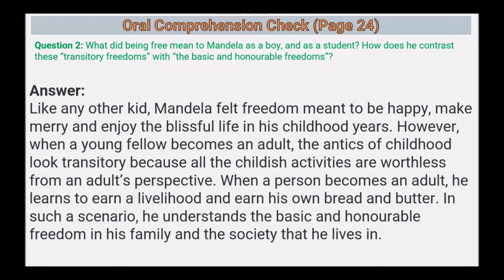Next, what did being free mean to Mandela as a boy and as a student? How does he contrast this? He contrasts these transitory freedoms with the basic and honorable freedoms. Like any other kid, Mandela felt freedom meant to be happy, make merry and enjoy the blissful life in his childhood years. However, when a young fellow becomes an adult, the entities of childhood look transitory because all the childish activities are worthless from an adult's perspective. When a person becomes an adult, he learns to earn a livelihood and earn his own bread and butter. In such a scenario, he understands the basic and honorable freedom in his family and the society that he lives in.